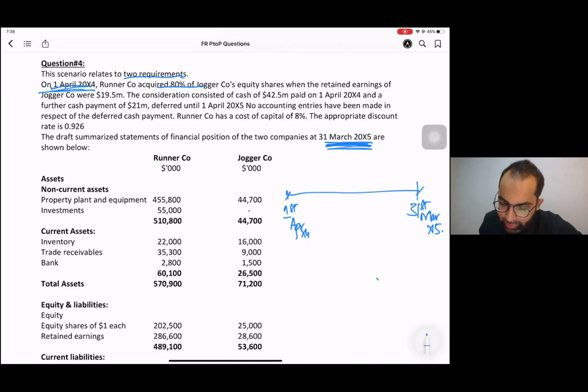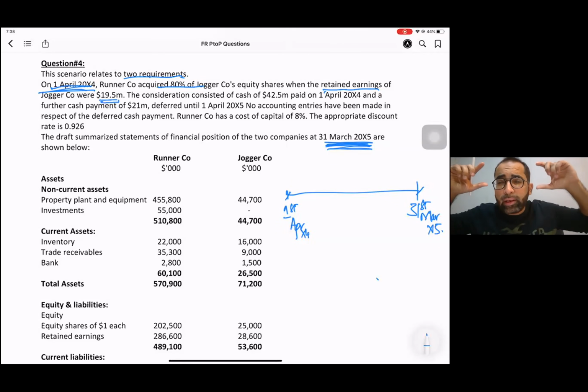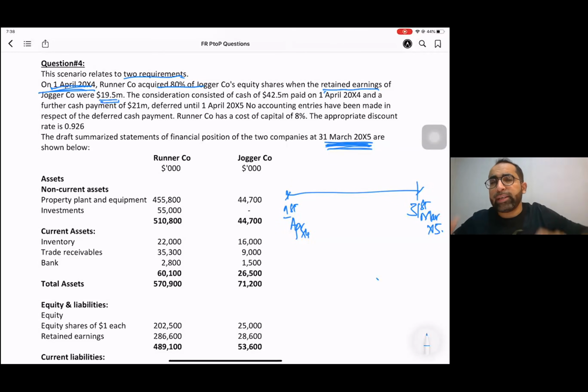80% of Jogger company's equity shares were acquired when the retained earnings of Jogger company were 19.5 million. Easy peasy. What's the acquisition date retained earnings? Now you have to prepare packets. We are doing the net asset approach. You have to prepare the acquisition date equity packet, and in it you will fit 19.5 million retained earnings. Don't forget.